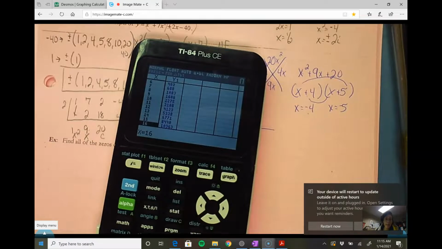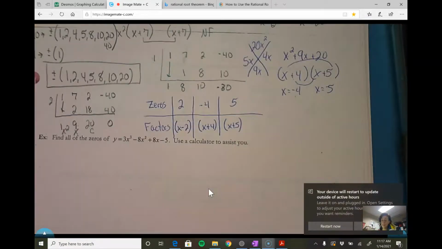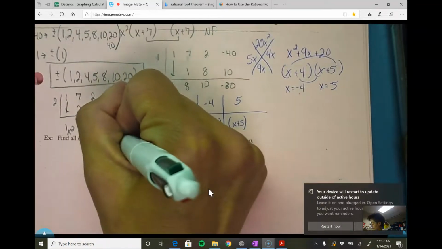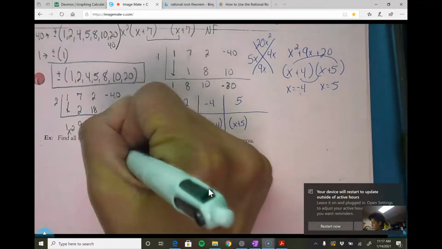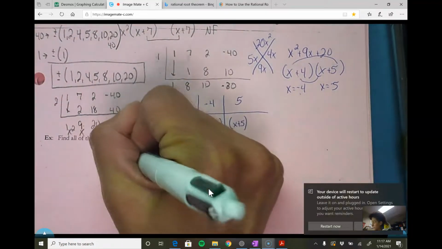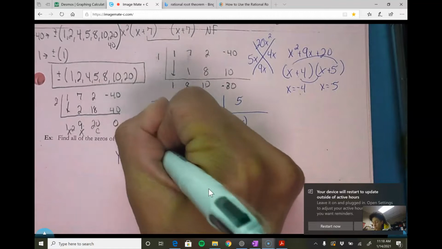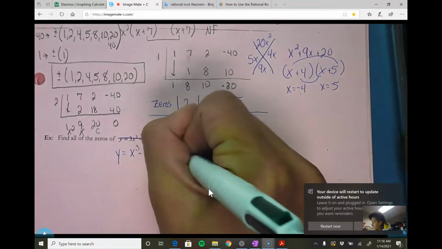And I'm not seeing any, so let me pause and make sure I typed it in correctly. All right, after looking at the problem, I don't like this problem. Again, I borrowed these notes. Sorry, I should have checked ahead of time. We're going to change it into y equals x cubed minus 6x squared plus 11x minus 6.